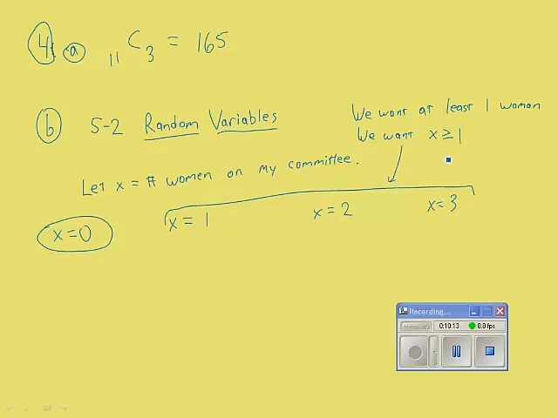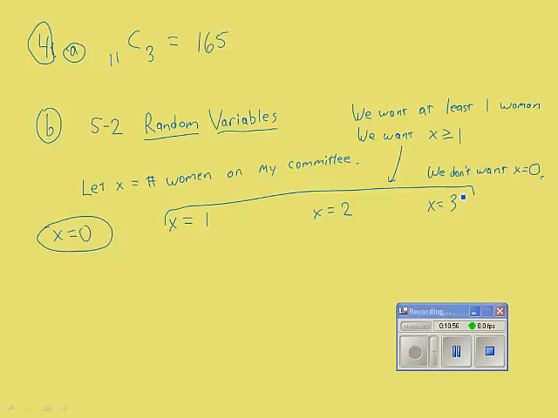Here's another way to say it. And this is what I covered last time when I talked about at least. We don't want x to equal what? 0. Now, how many different three-person committees are possible? 160? Oh, wait. 165, right? Okay. Will all of those have women on them? No. Some of them will have 3 men. You guys with me on that? Okay.